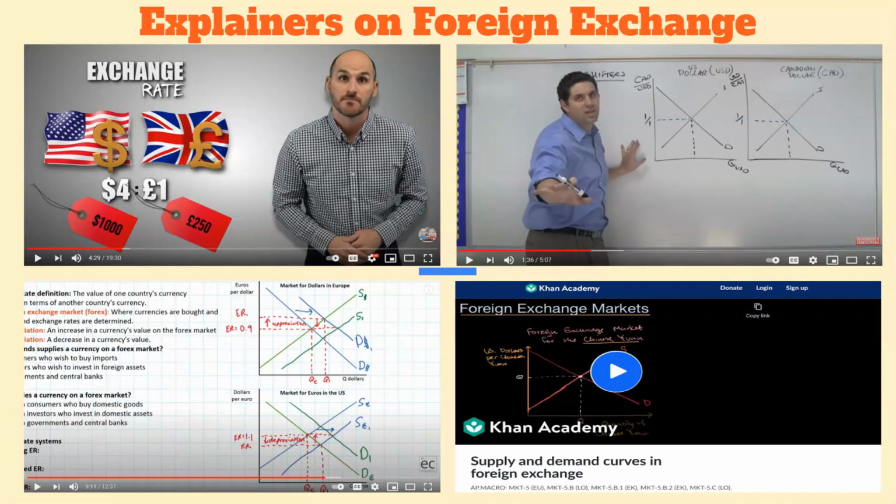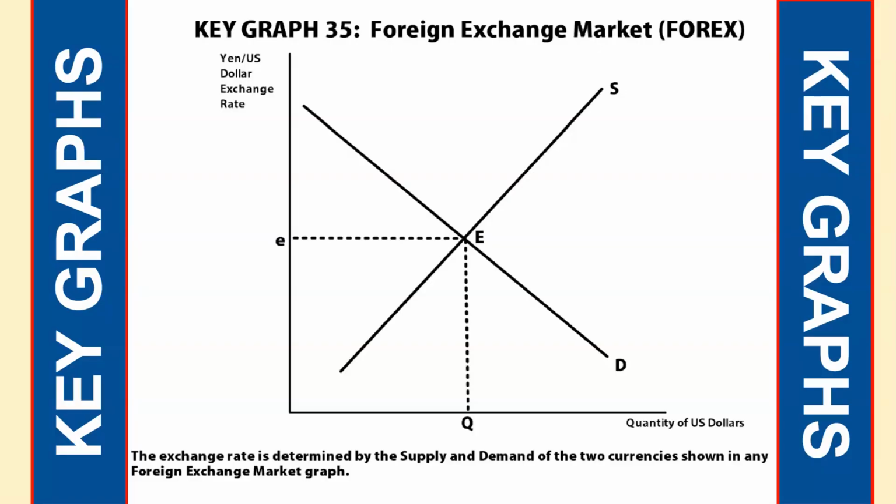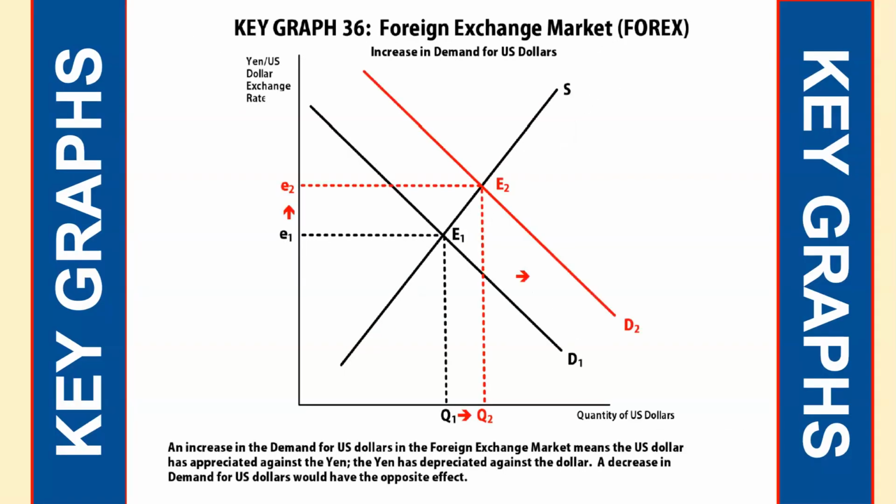We'll close it out with the explainers on foreign exchange. Don't forget to look at the key graphs. And again, pretty straightforward in terms of the foreign exchange model on these. When demand is moving outward or rightward in terms of demand for dollars, that's going to lead to an appreciation of the dollar in relationship to the currency we're looking at. So in this case, it is an appreciation of the dollar in relation to the yen, leading to a greater quantity of US dollars and a higher exchange rate in that model.